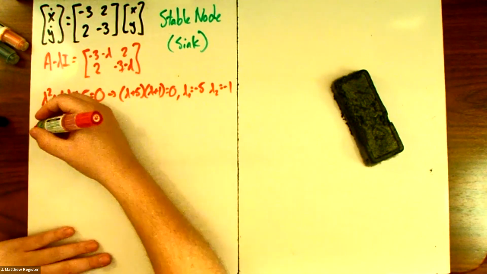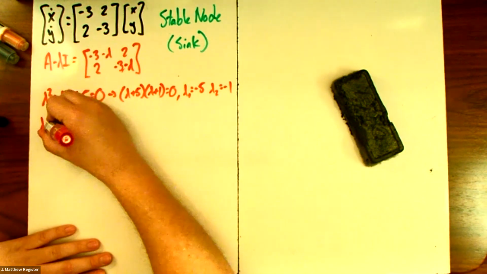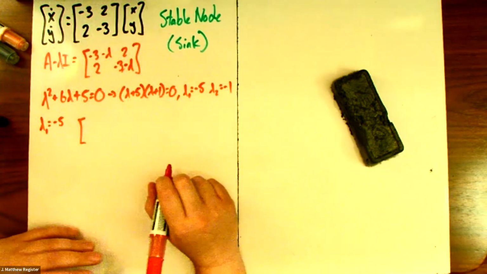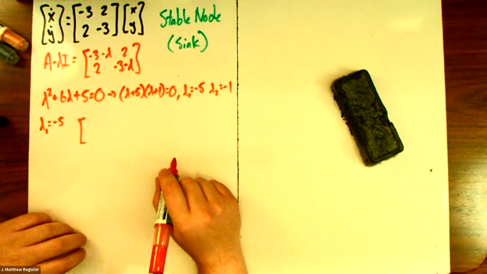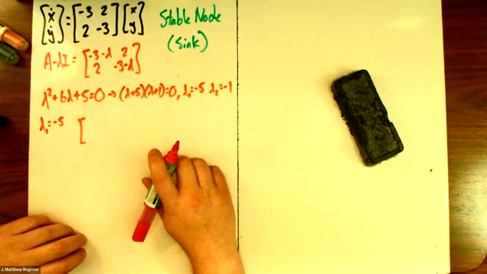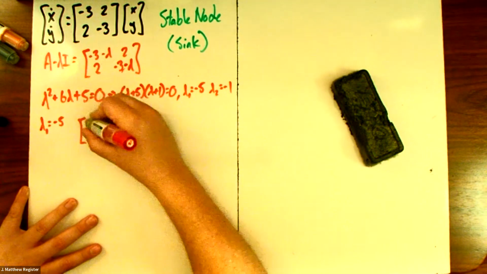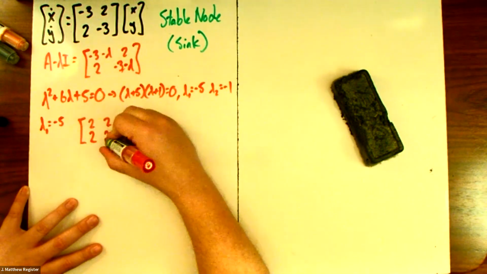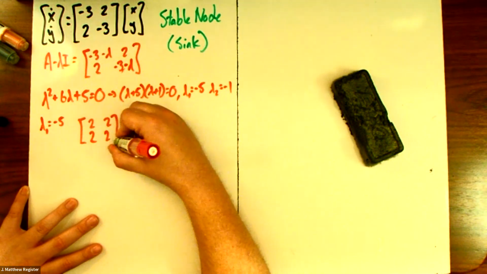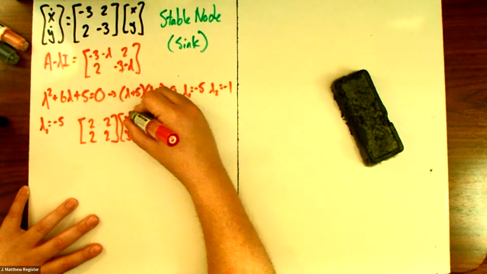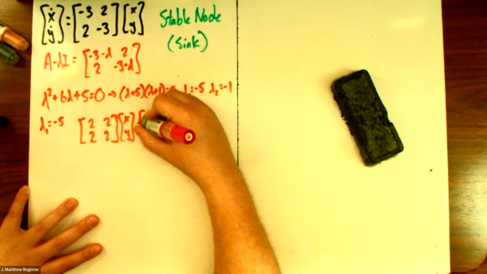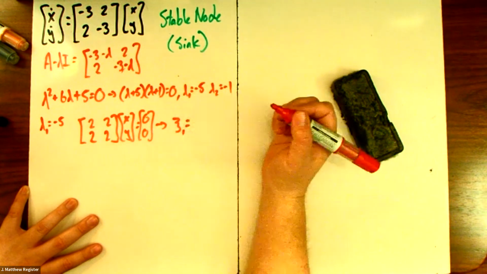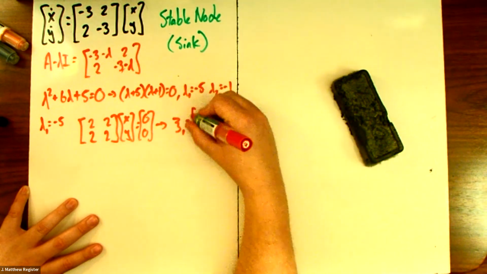And so for lambda 1, which is equal to -5, we get -3 minus -5. That's going to give us -3 plus 5, which is 2. That tells us that our first eigenvector is going to be equal to (1, -1).